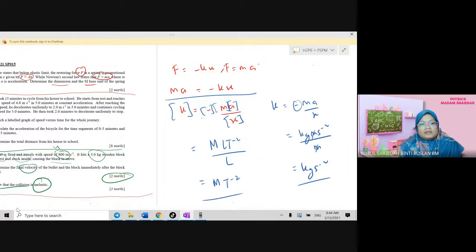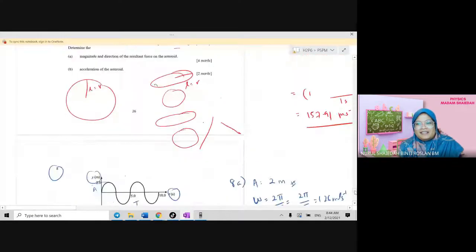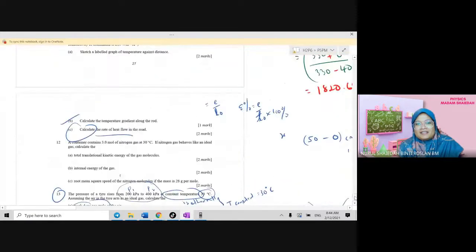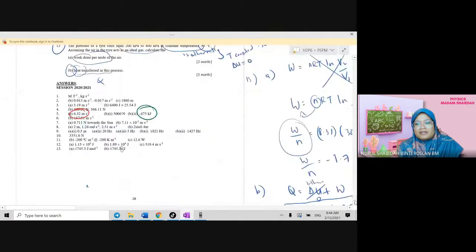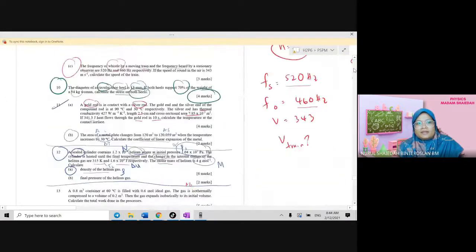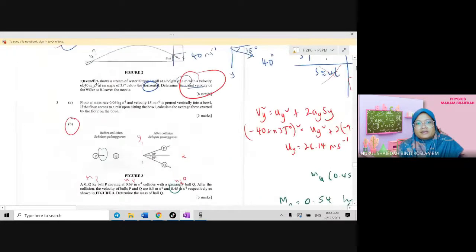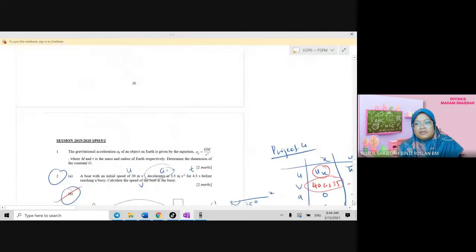Betul tak? Aku mau keripik tu. Ni sebenarnya jawapan. Betul. Okey dah, kita pergi atas pula. Okay, 2019.